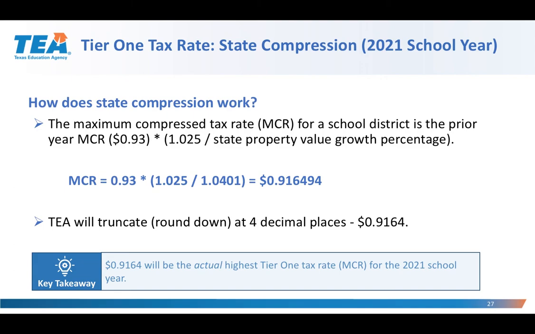This is going to be the actual highest Tier 1 tax rate that any school district will have for the 2021 school year. That's the key takeaway. We already know it, and it's going to be 0.9164.